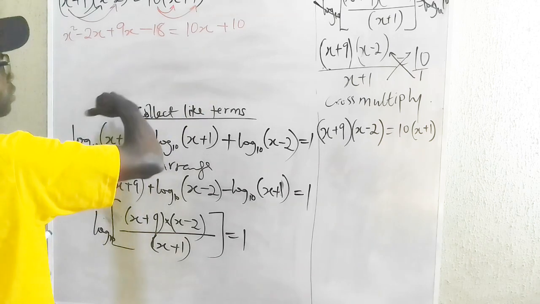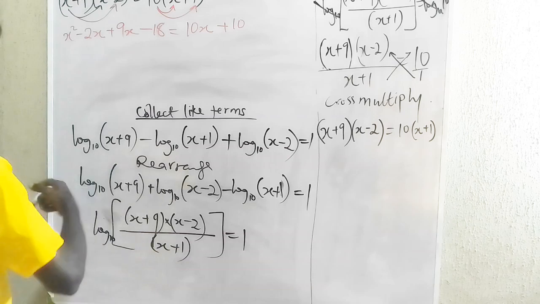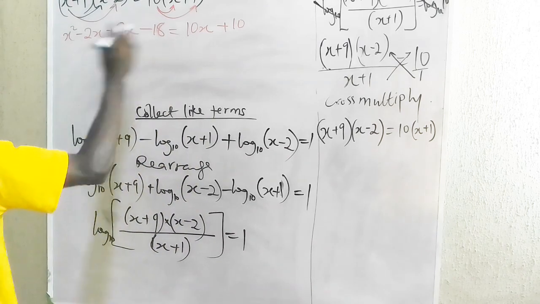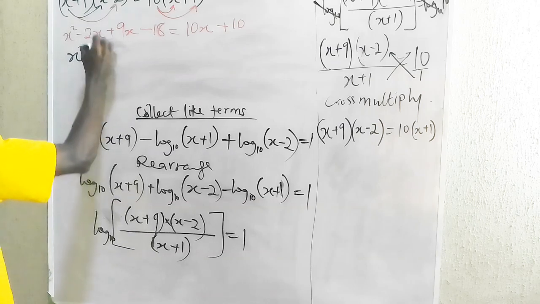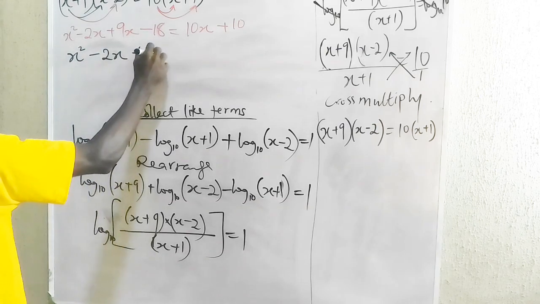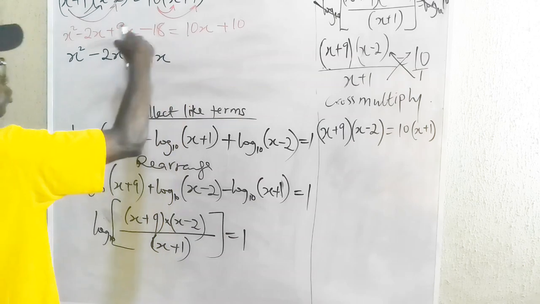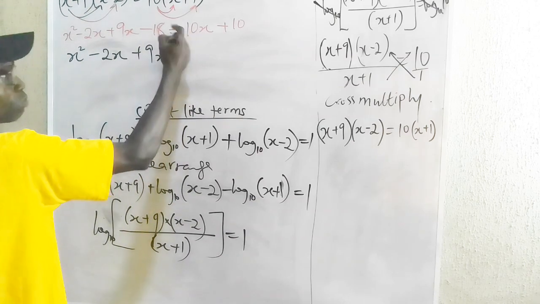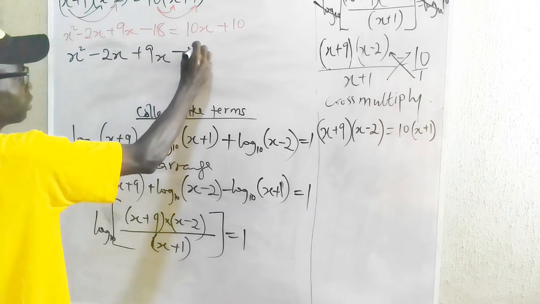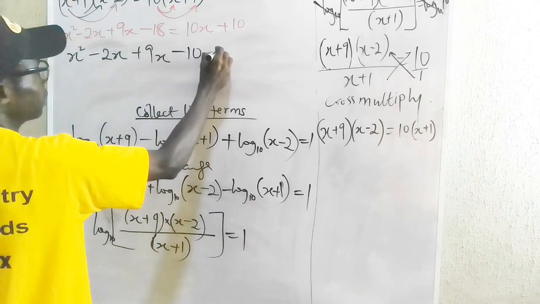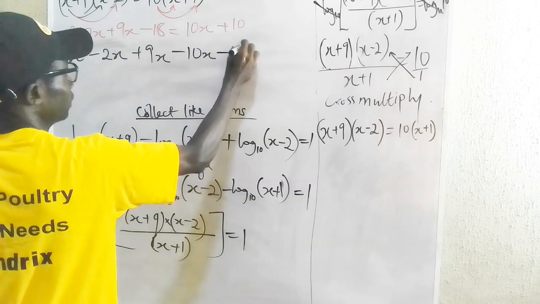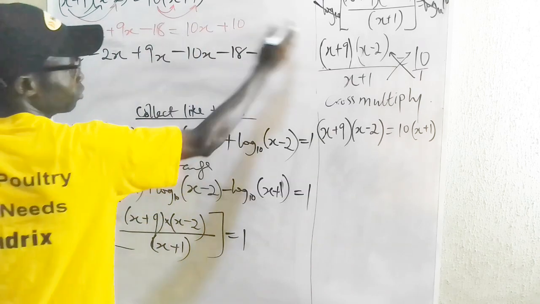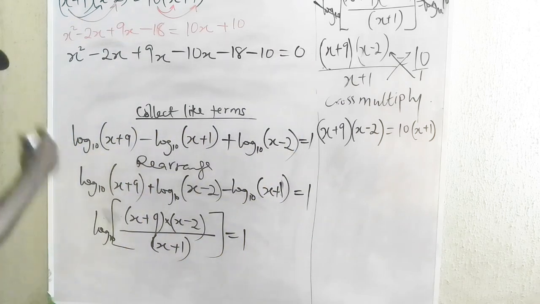Now we bring this in so that like terms match each other, like collecting like terms. So we still have x squared minus 2x plus 9x. This then goes across; there is an invisible plus, so it becomes minus 10x. And this is minus 18, and this one crosses the equal sign and becomes minus 10. Nothing remains on the right side, which is equal to 0. Just put the 0 there.